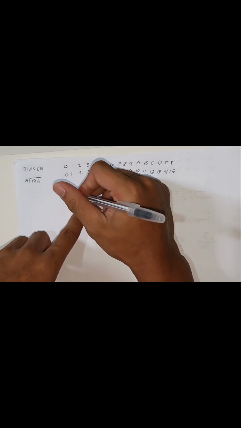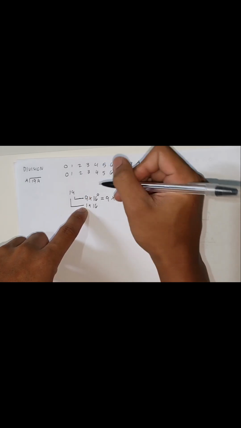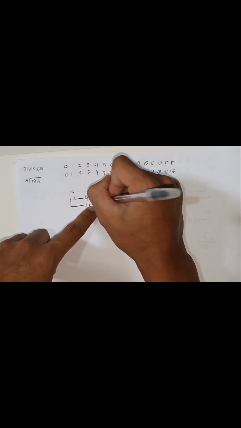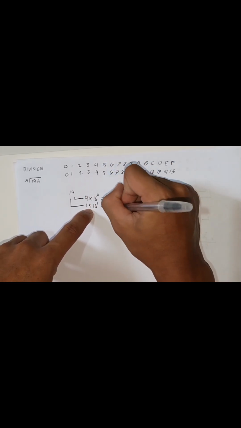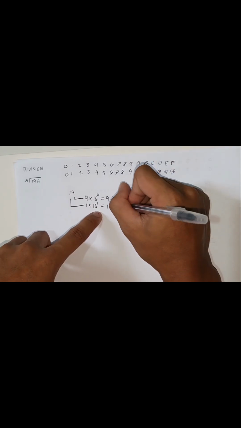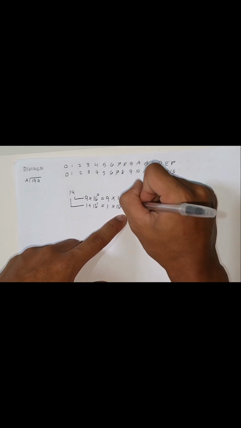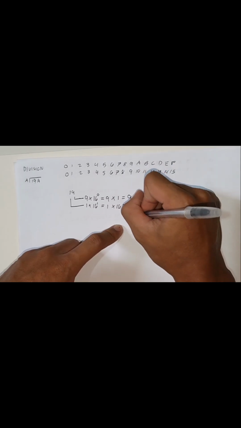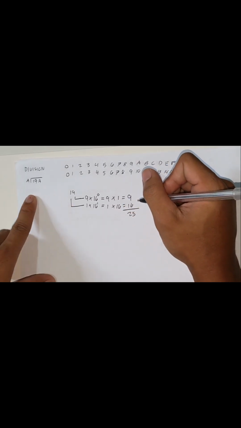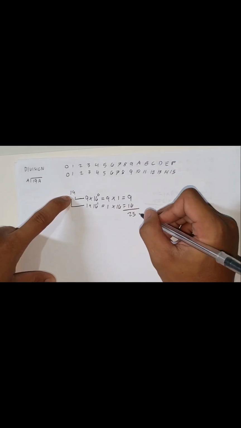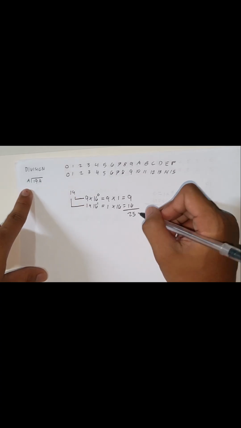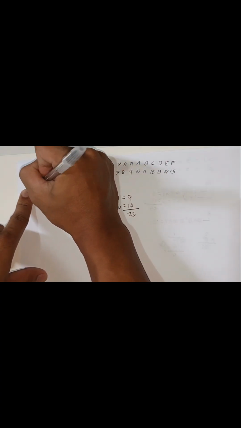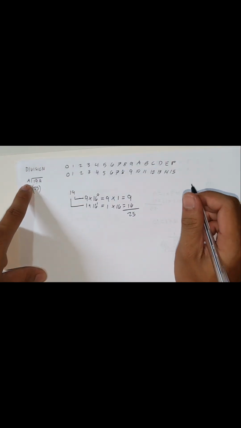So next we have 1 times 16 raised to the power of 1. 16 raised to the power of 1 is 16, and 1 times 16 equals 16. And 9 plus 16 is equal to 25. So 19 hexadecimal is equal to 25 in decimal. So we write 25 here, and now let's move to A.